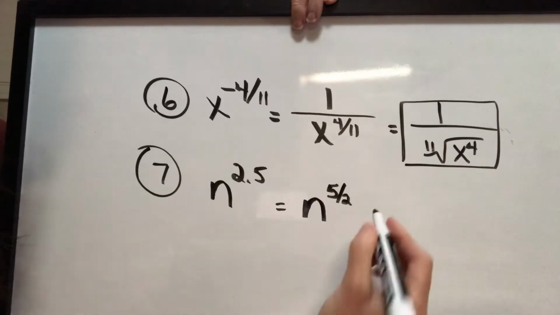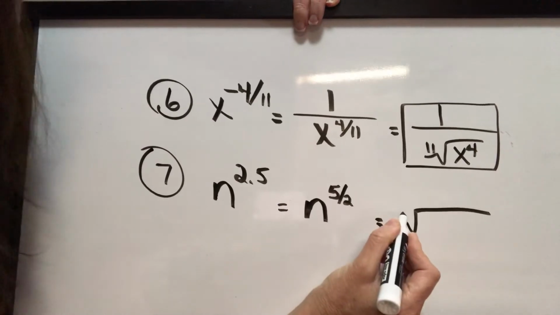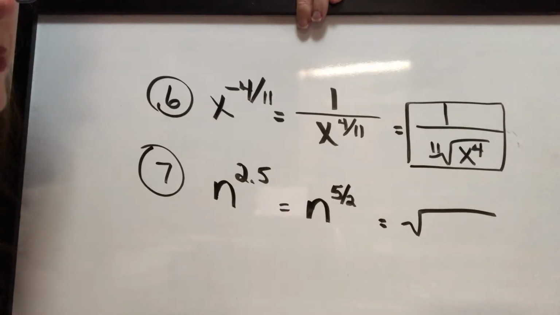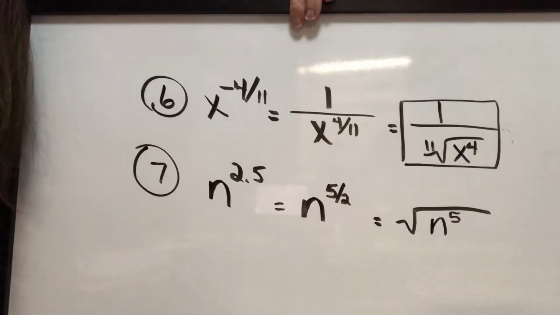Now we want it to be a radical. So the 2 in the denominator makes it a square root. Do not write the 2. A square root is understood to be 2. And then inside we have n to the 5th power.